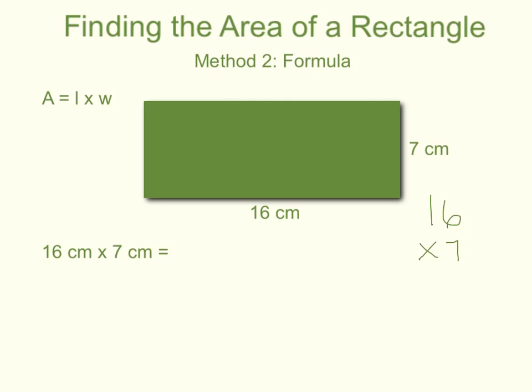16 times 7. 7 times 6 is 42. I'm going to write the 2 and carry the 4. 7 times 1 is 7, plus 4 is 11. My answer is 112. 16 centimeters times 7 centimeters equals 112. However, I'm missing the units. I need to add centimeters to my answer side of the problem. I also need to add the exponent 2 because I have multiplied two different dimensions together. My answer should be 112 centimeters squared.